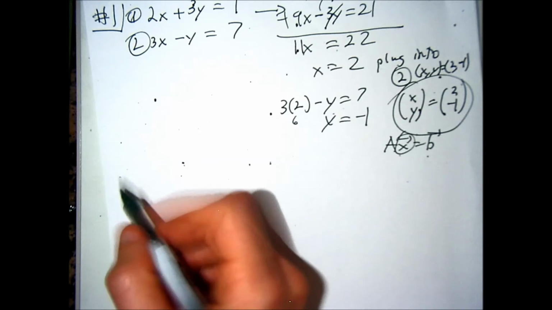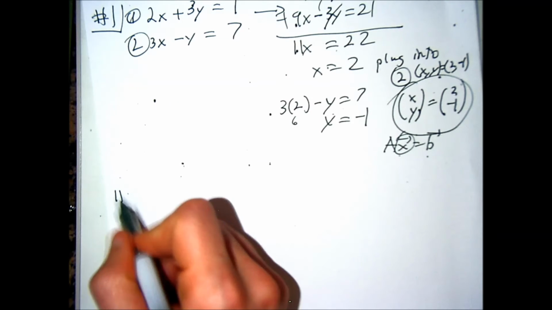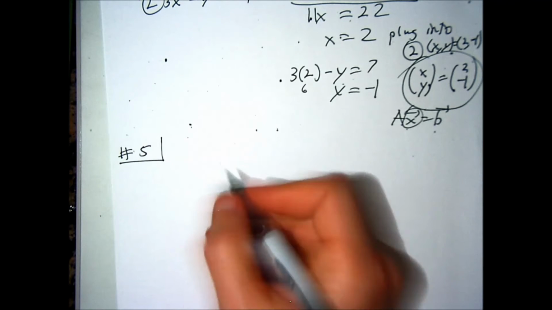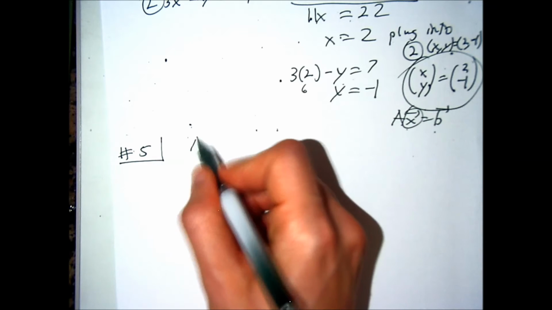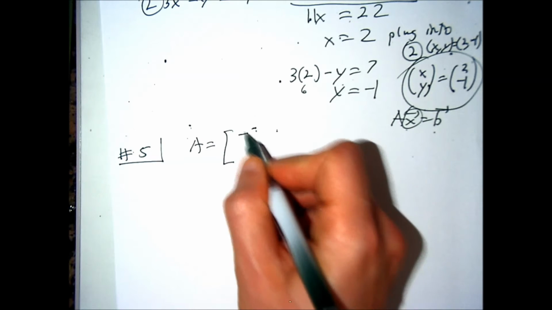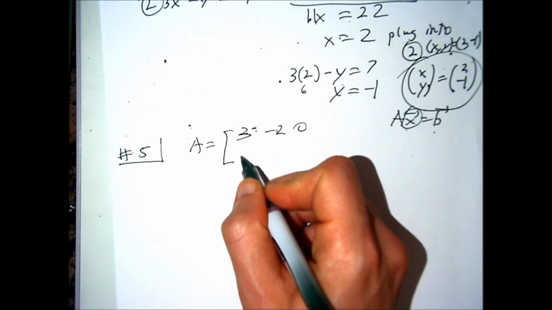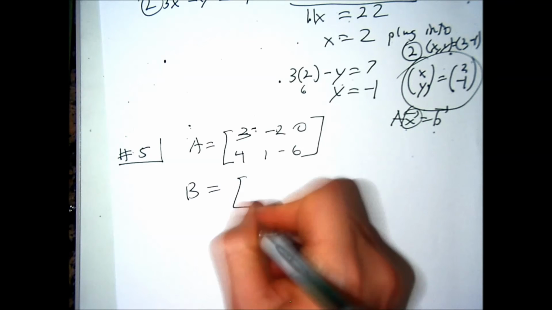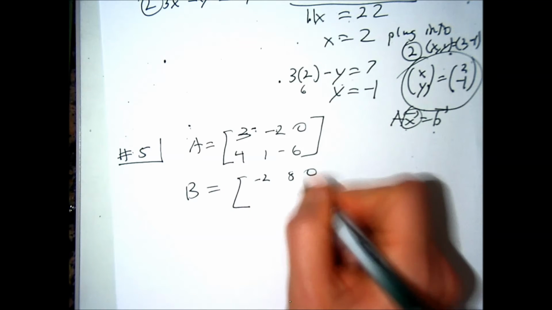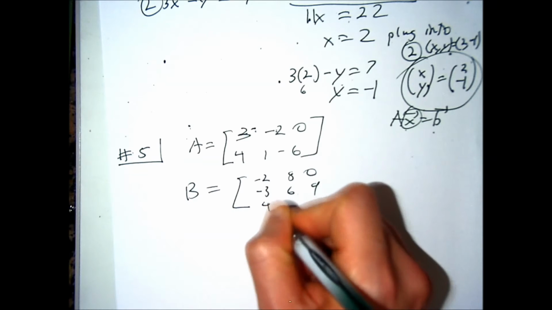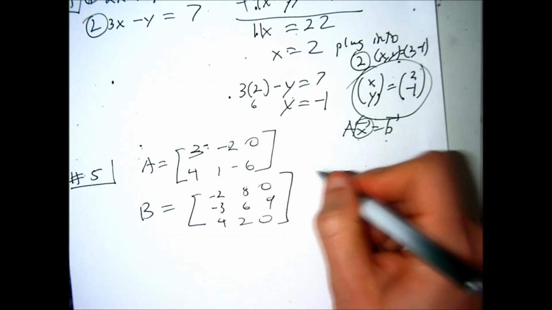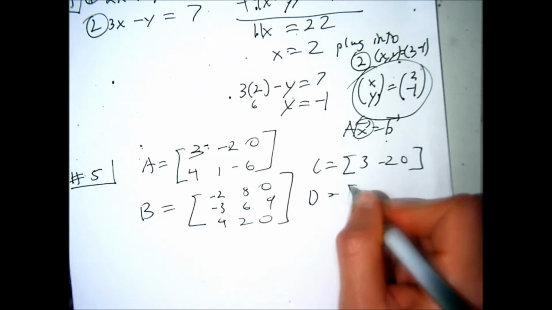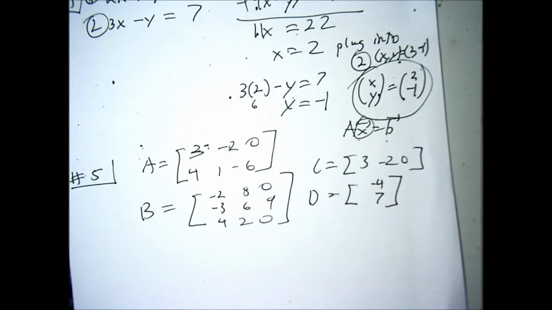Problems 5 through 14 just want you to get used to matrices and how we label them and talk about rows and columns. So for 5 through 14, we have these four matrices. A is 3, -2, 0, 4, 1, -6. B is -2, 8, 0, -3, 6, 9, 4, 2, and 0. C is 3, -2, 0. And then D is -4 and 7.